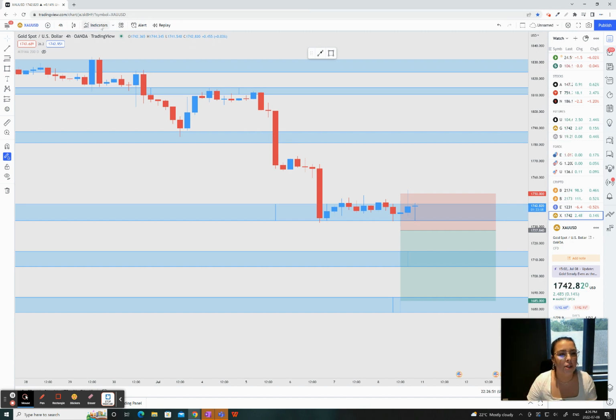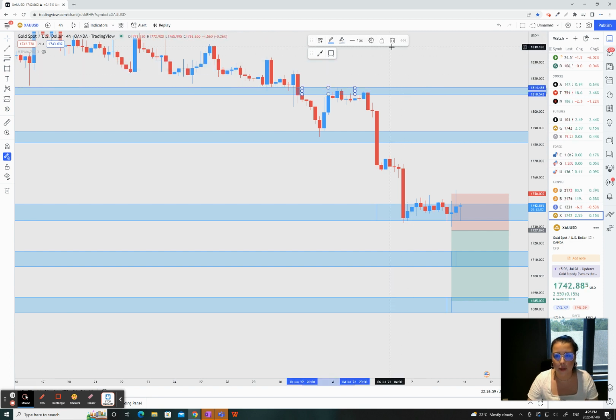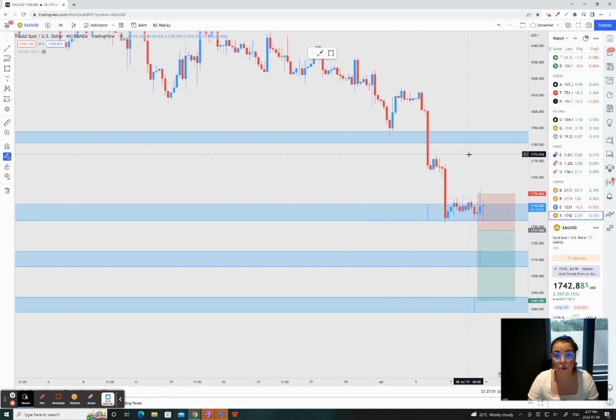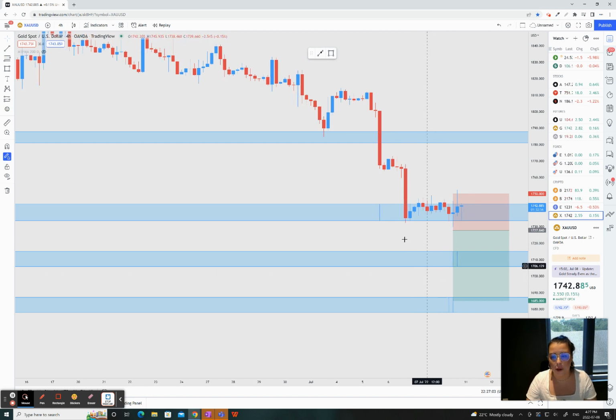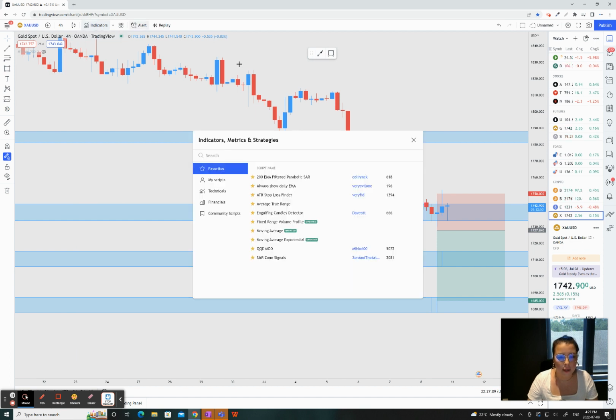Okay, so I'm going to show you this indicator. I have a lot of zones marked in right now, and I hate that because it looks so messy. So I am going to remove a few of them. I usually like to keep 2 above and 2 below current price. So this is close enough. We'll keep it like that. And what I'm going to do is show you the indicator. It is on TradingView, and it's called Engulfing Candles Detector.